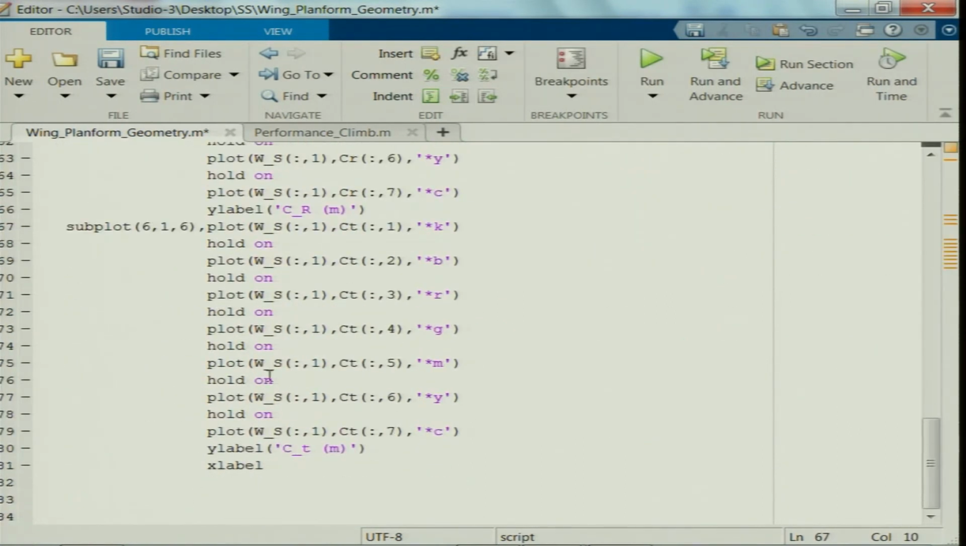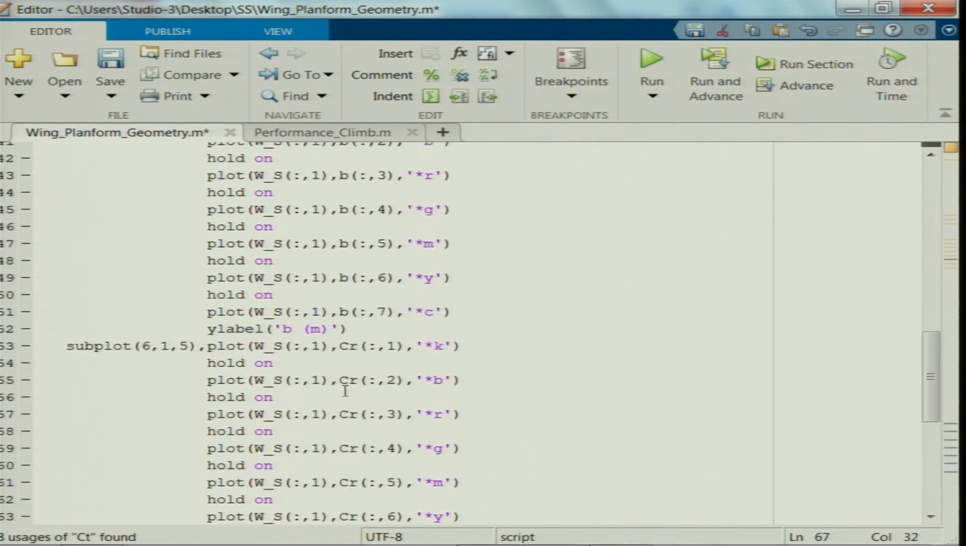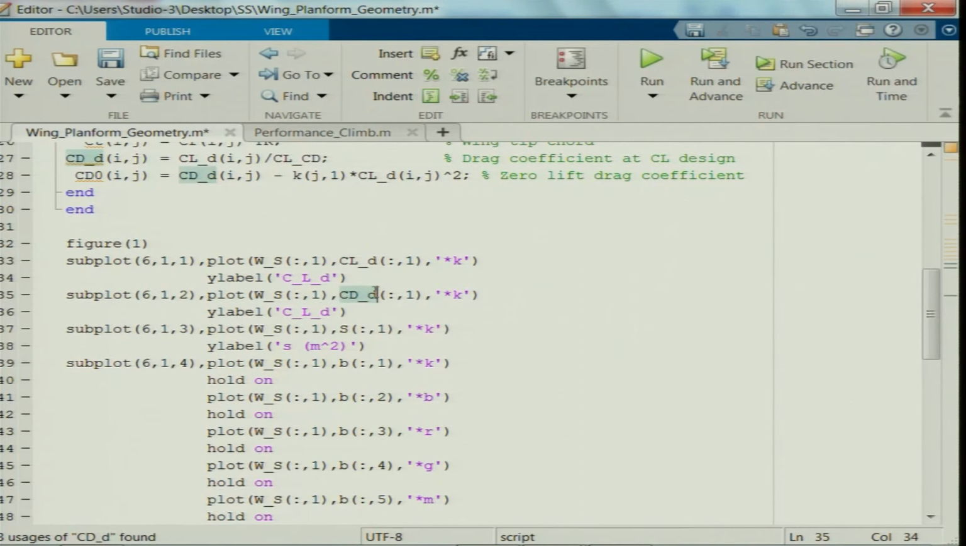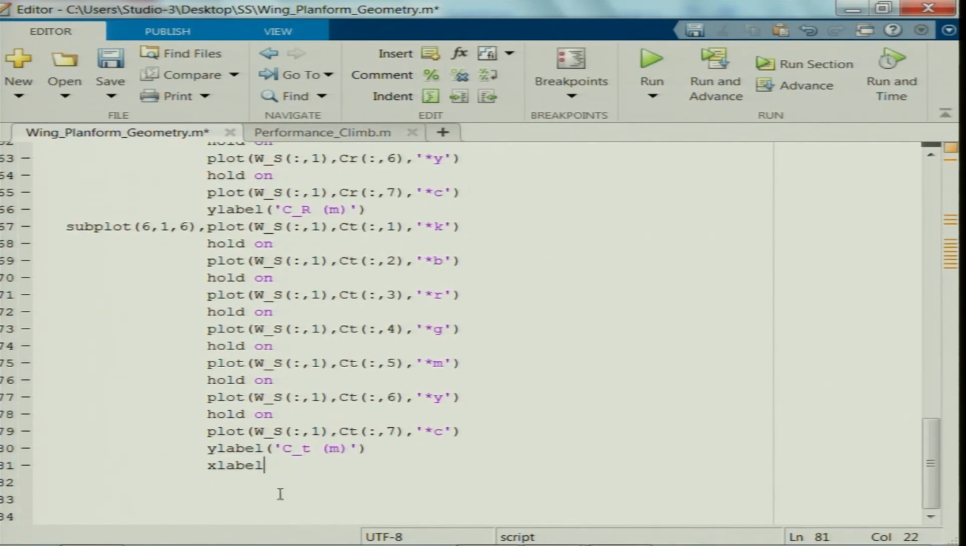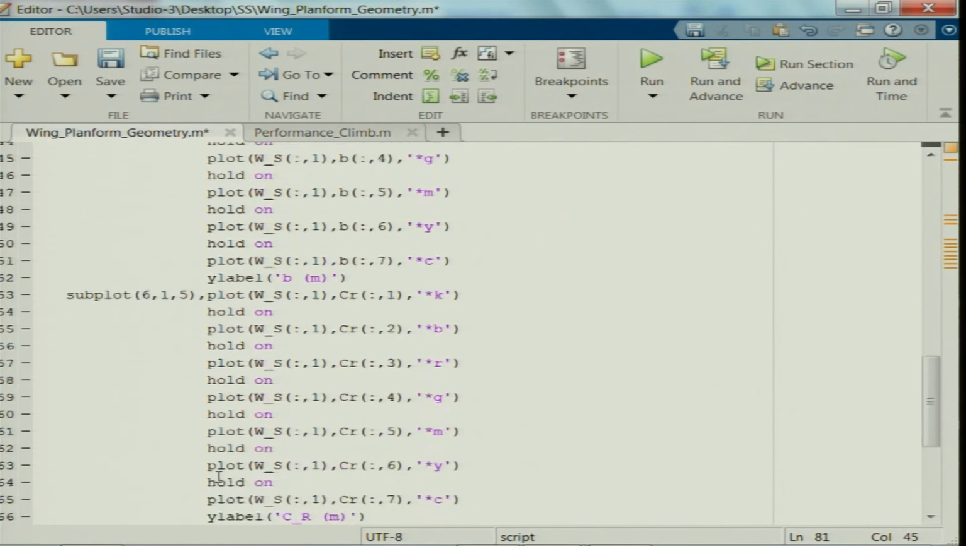So, we have added another plot in this subplot. This is more or less done, variation with C_T, C_R, span and then C_L design, C_D design and then the wing area, how it is varying, right. So, with respect to wing loading in kg per meter square. So, I am just using kg per meter square here. So, wing loading variation in kg upon meter square.